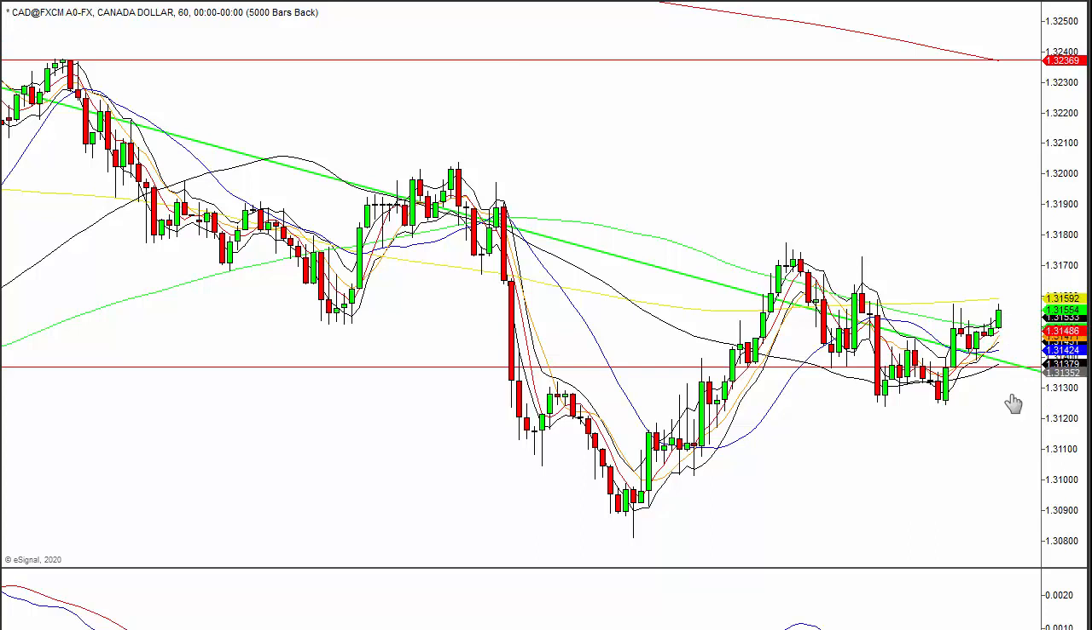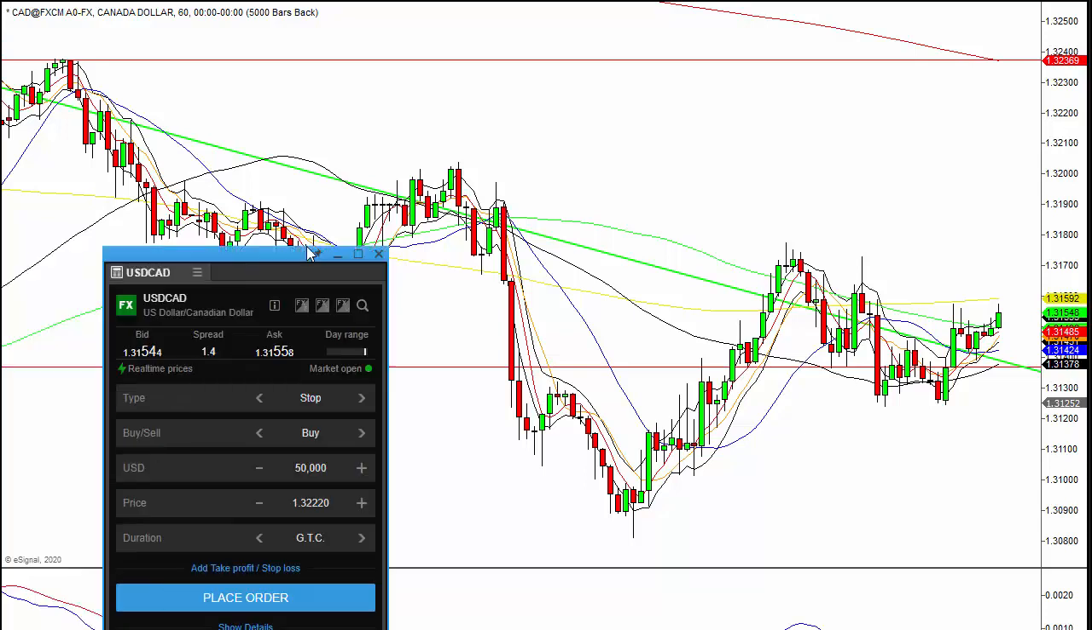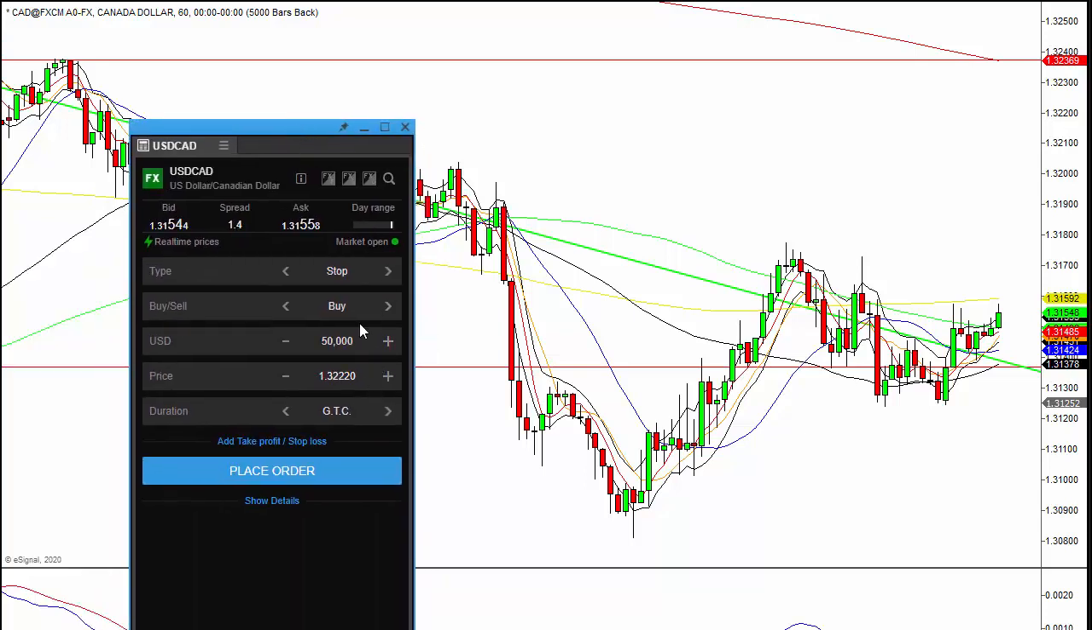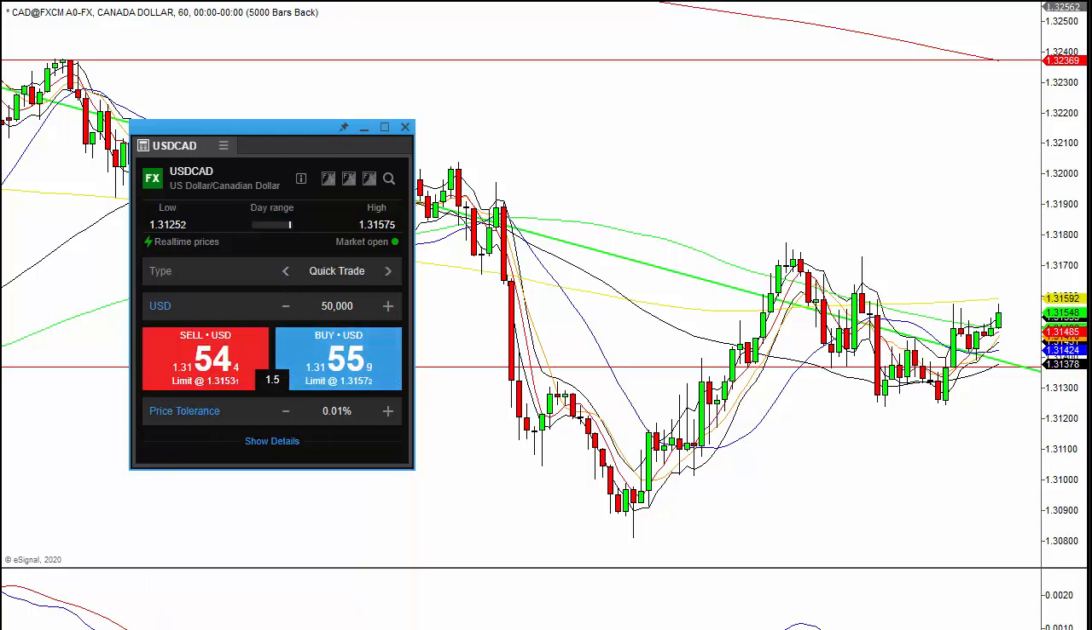So dollar CAD is up at 55. That one's going to have a larger stop. It's going to have a stop down here at about 22. So that one's going to have a 33 pip stop. So I'm just going to work out my position sizing. Okay, so that one, dollar CAD, that one's 1.5 lots. So let's get that one sorted. We don't want my stop, we want a quick trade. So let's get the other ones open.